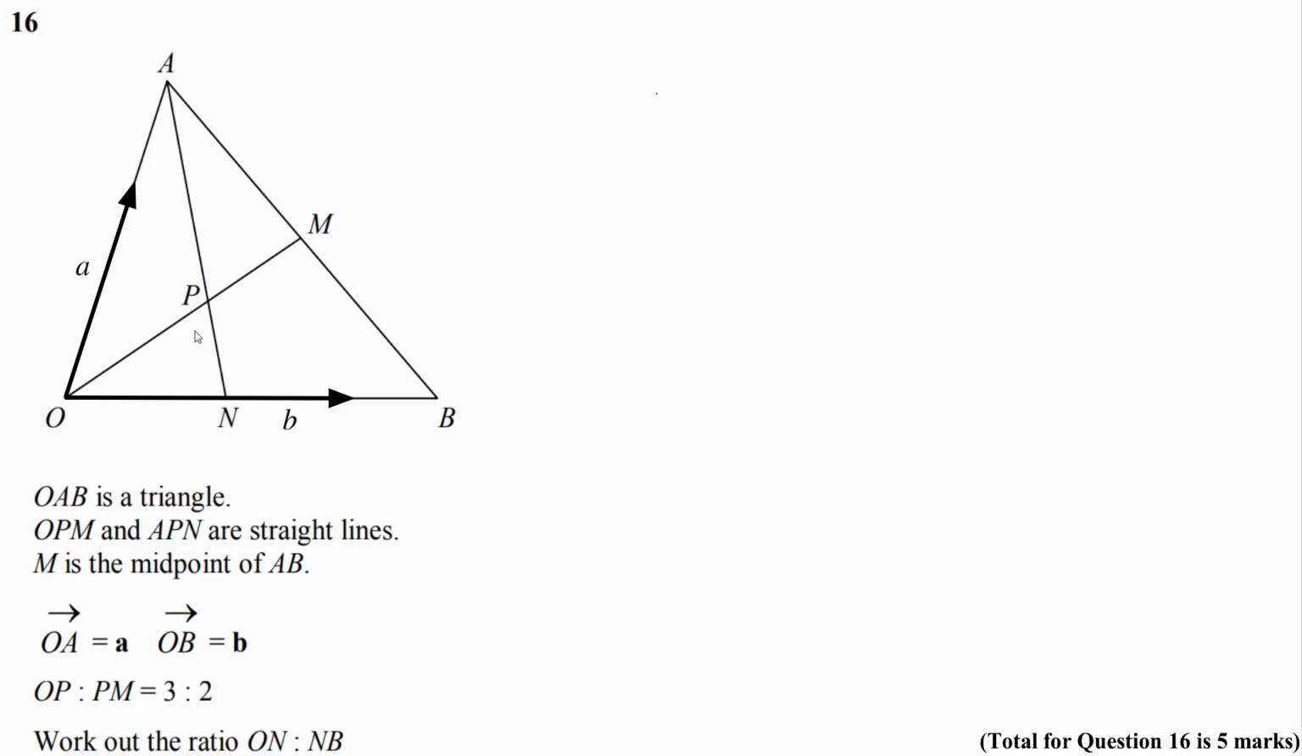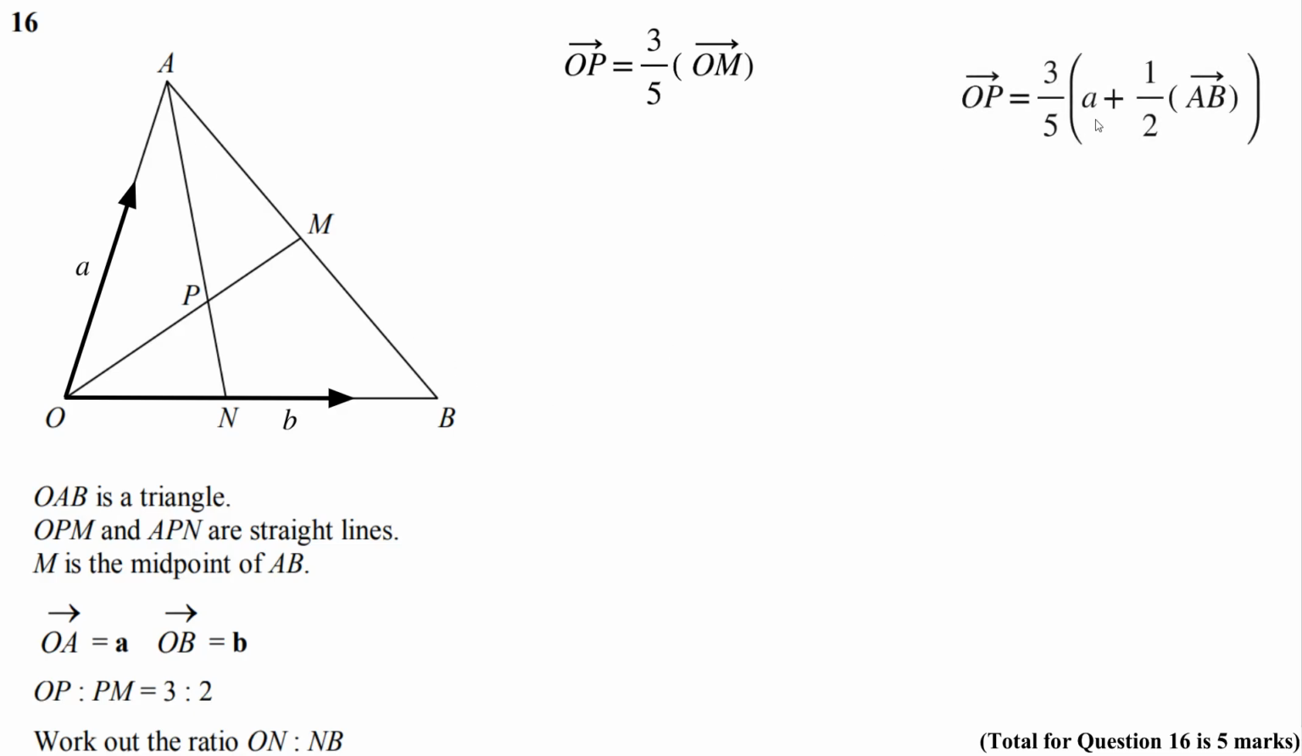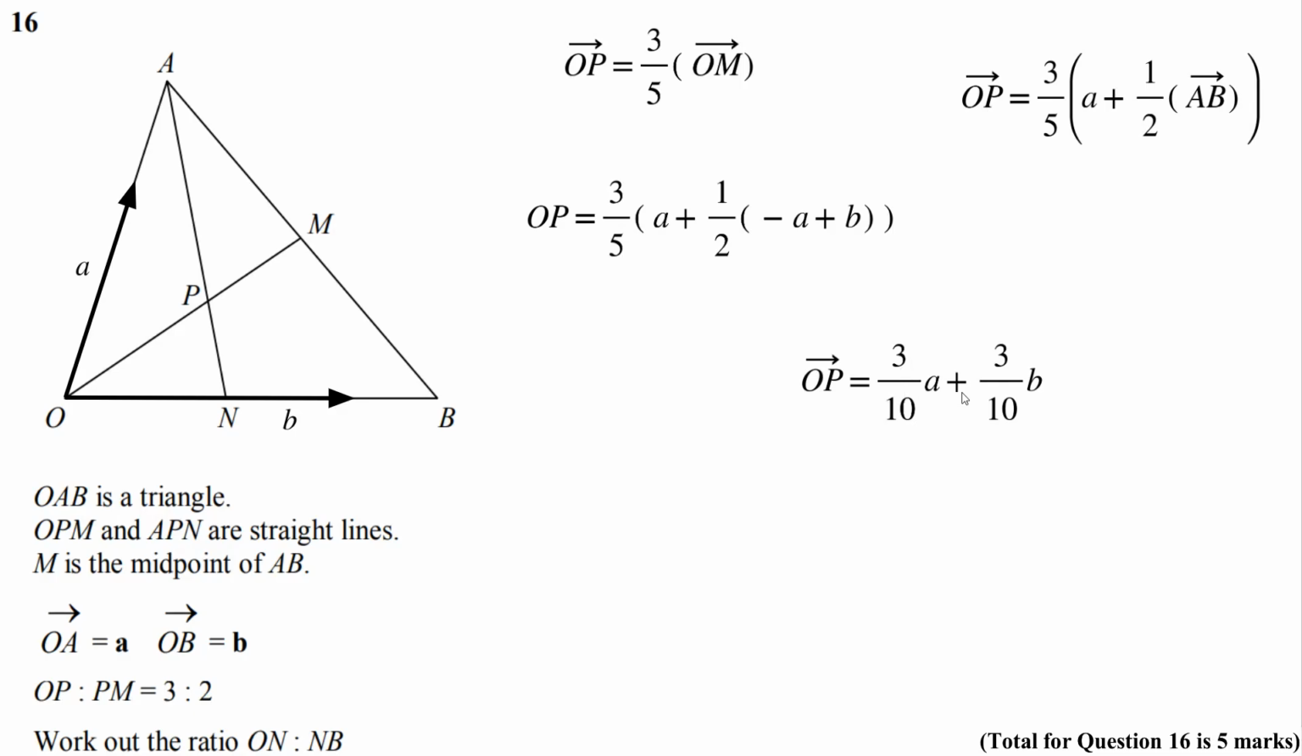So we know that OP is going to be 3/5 of OM. Let's just write that down. And we know that OM is A plus B. So O to M is going to be A plus a half of AB. Okay? So O to M is A plus a half AB. And AB, that is minus A plus B. So plug that in to get that. Simplify to get this. So OP is 3/10A plus 3/10B.